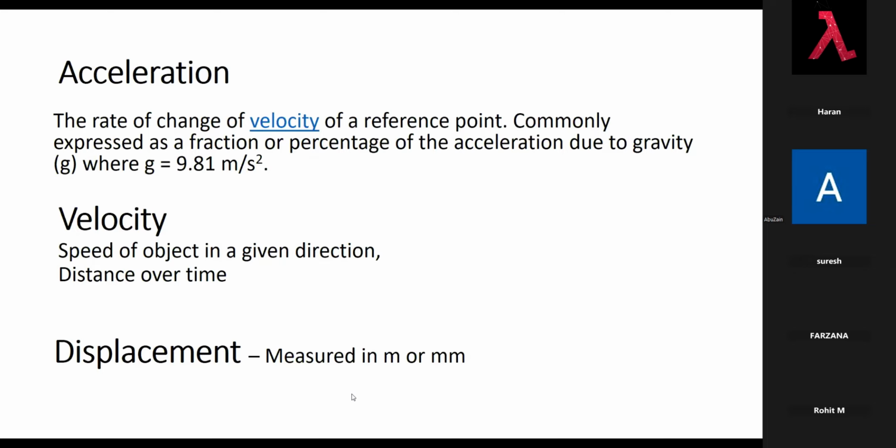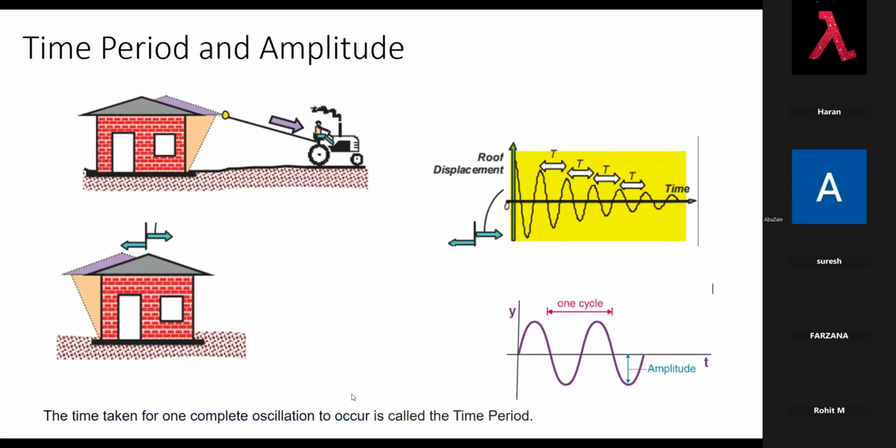My force is equal to K times delta. Here, if my object is moving, it is dynamic equilibrium. My object is moving. It has some velocity. It has some acceleration. So first we need to understand what is acceleration, velocity, displacement. The next terminology will go for time period and amplitude.